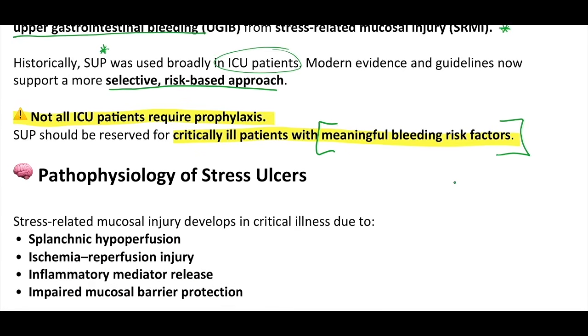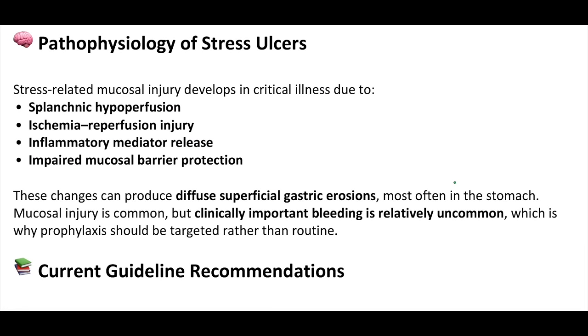All right, pathophysiology of stress ulcers. So what happens? Why do we get stress ulcers? Why are we even talking about stress ulcer prophylaxis? Well, when we are critically ill, when our body's under a significant amount of stress, we can get this stress-related mucosal injury. And this happens for a number of different reasons.